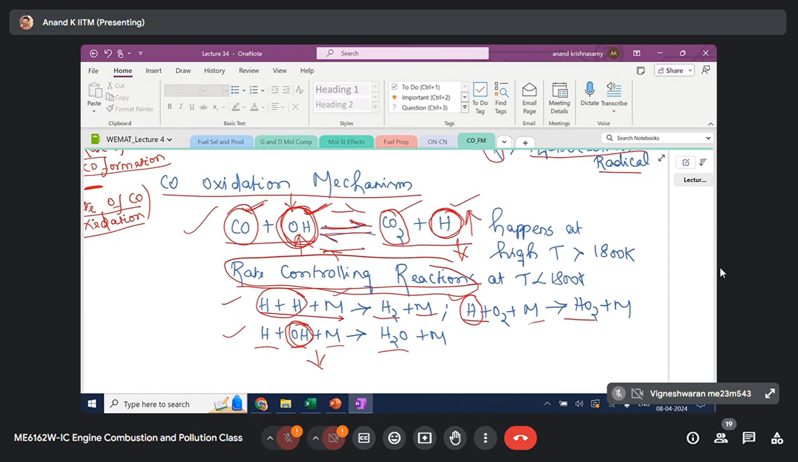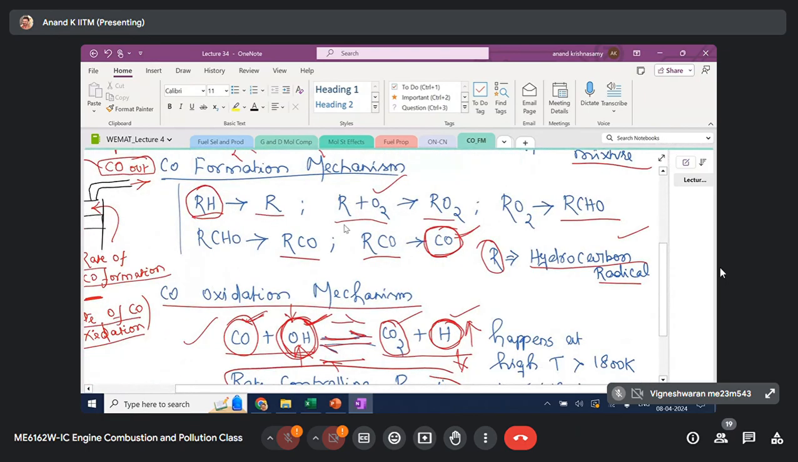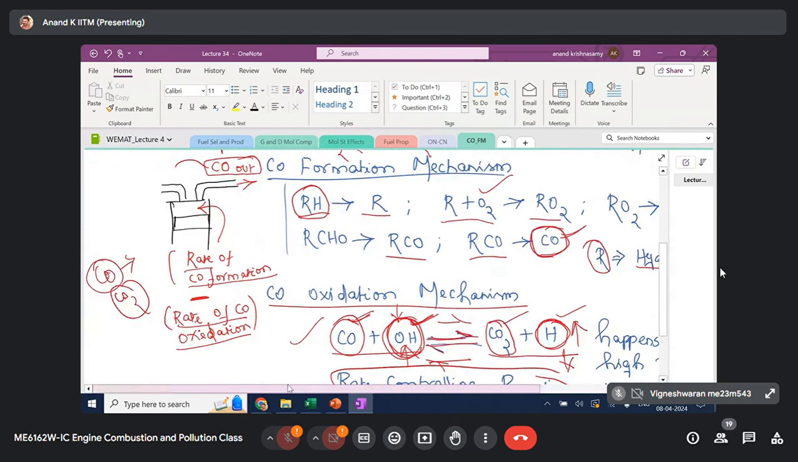Clear? So that is the reason why we say that CO level in the exhaust is kinetically controlled, because there is a mechanism that governs oxidation, there is a mechanism that governs formation rate. The final net levels in the engine exhaust is based on both formation rate and oxidation rate.